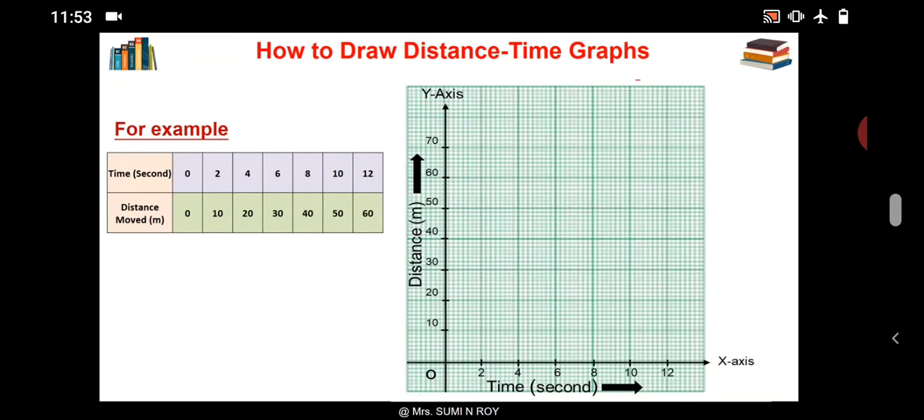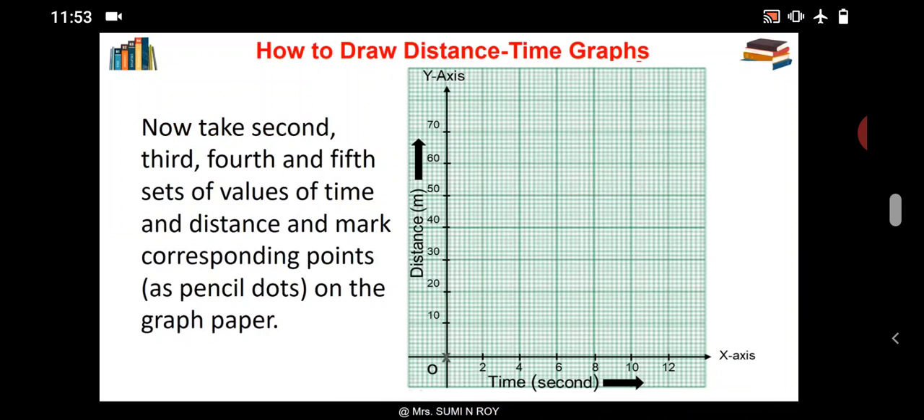From the given readings, take the first value of distance and time and mark a point on the graph paper where the lines representing these two values meet. Now take the second, third, fourth and fifth sets of values of time and distance and mark the corresponding points on the graph paper.